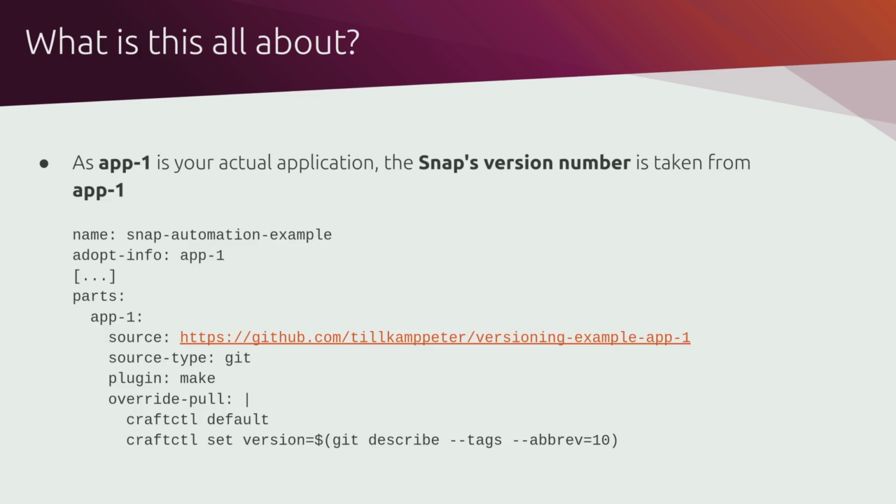This command here, craftctl set version, to the result of this command. The result of this command is the reference to the last commit of the downloaded Git. And when we download a Git with a release tag, then it's just the name of the release tag. And this we put to the internal variable version, and therefore the version of the snap will be the version of the upstream code.